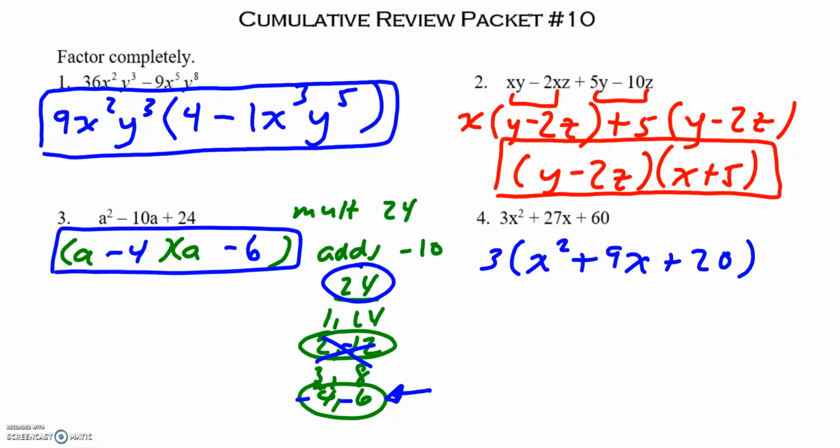So whenever that happens, you would leave your GCF, and then you would split this trinomial into 2 parentheses, trying to reduce the power from 2 to 1. So x times x is x squared.